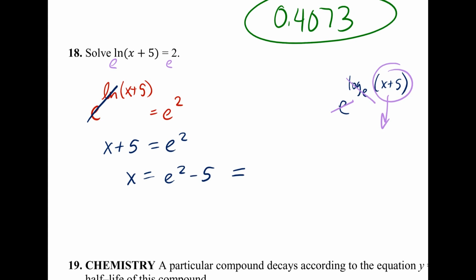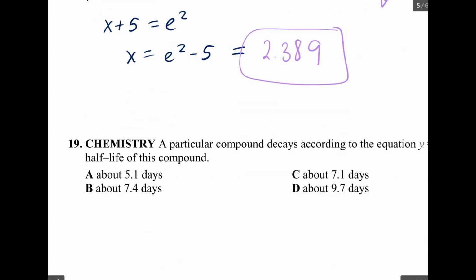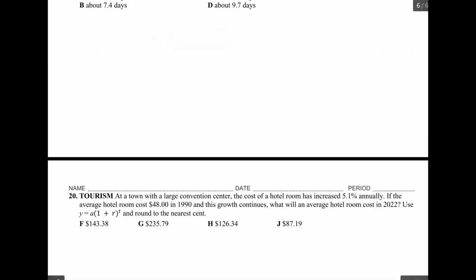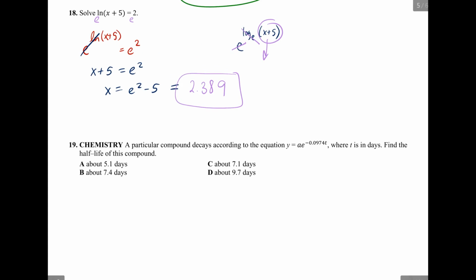Yeah, see, you guys got this. That's so e to the ln cancels out. Yes, that's exactly why I did it, so I get an x by itself. Do I know what the value of this is? Yeah. What is it? 2.389. Okay, awesome. We have 2 more. We've done a good amount of 2.389.